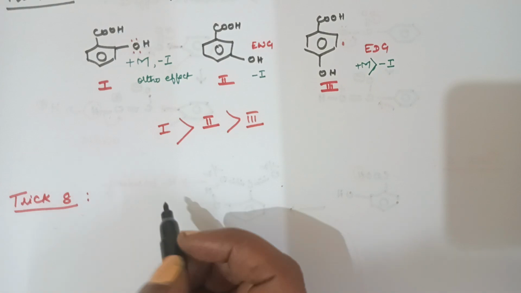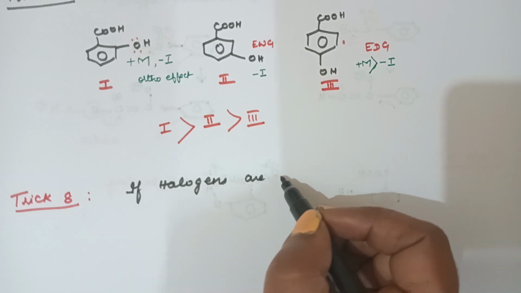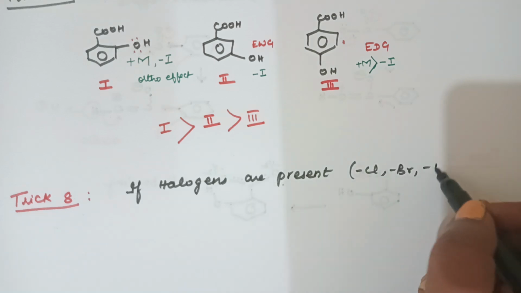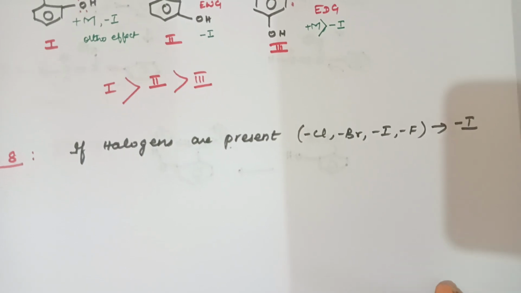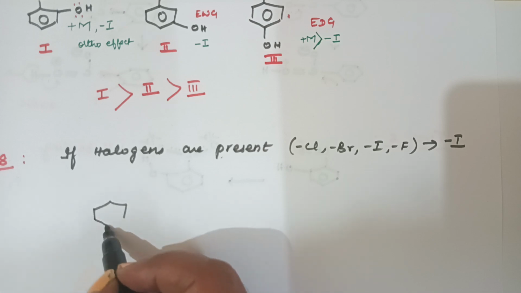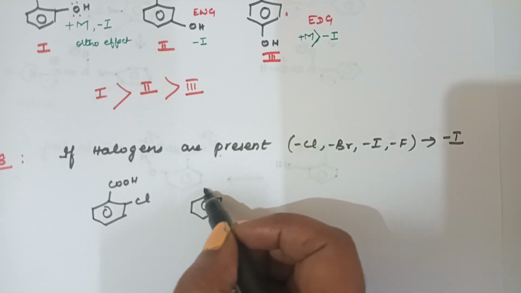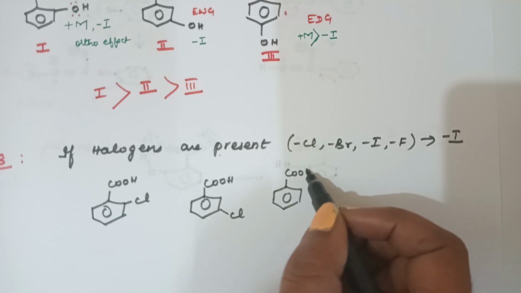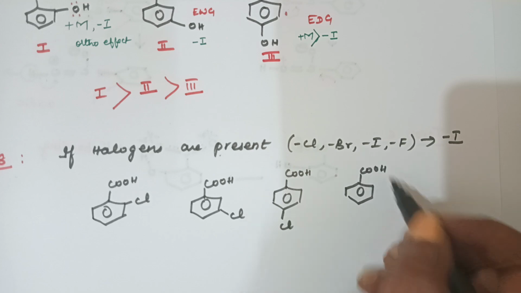So trick number 8 is, if halogens are present, halogens means it is chloro, bromo, iodo, fluoro, so we have to check only minus I effect. So if halogens are there, check only their minus I effect. For example, so this is benzoic acid.